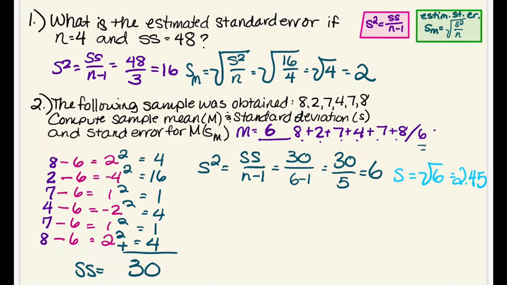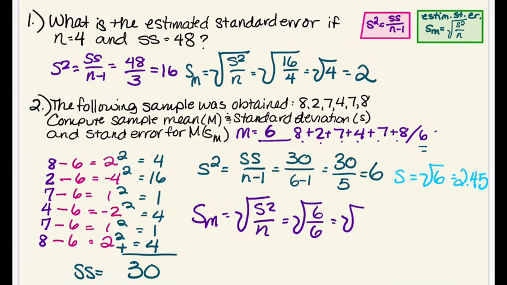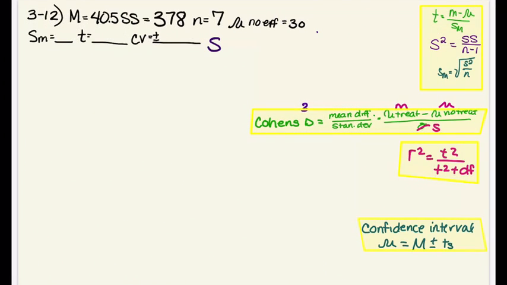2.45. Now that we have our sample variance, we can solve for our estimated standard error, which is the square root of the sample variance divided by n. In this case, it'll be the square root of 1, which equals 1.